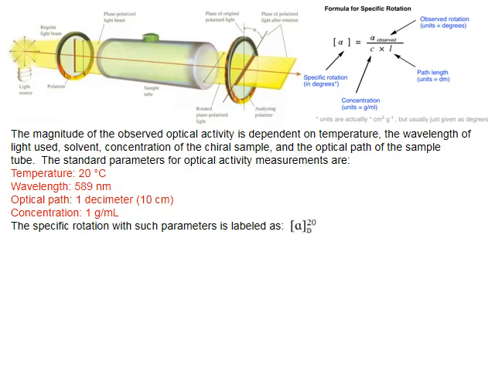This is why there is a defined set of standard parameters for optical activity measurements. Temperature, 20 degrees Celsius. Wavelength, 589 nanometers. Optical path, 1 decimeter. Concentration, 1 gram per milliliter. The specific rotation with such parameters is labeled as alpha 20D.